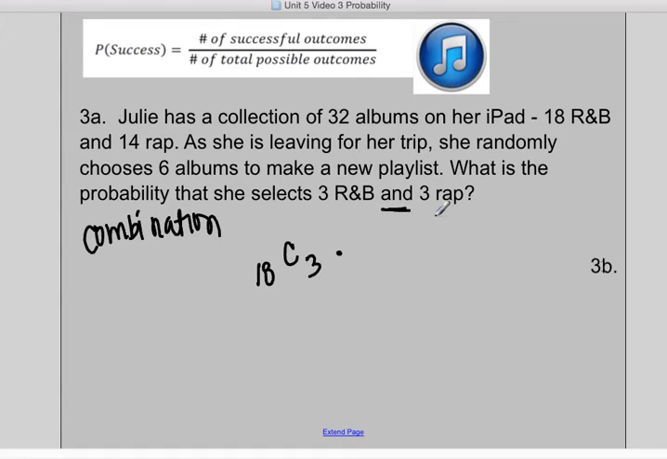And I want to pick 3 rap. Well, how many total rap are there? There's 14. And we are selecting a group of 3 rap, all over our total. Okay, remember our total possible outcomes. So this is something we did like yesterday. Now we're doing the probabilities. We have to divide by the total.